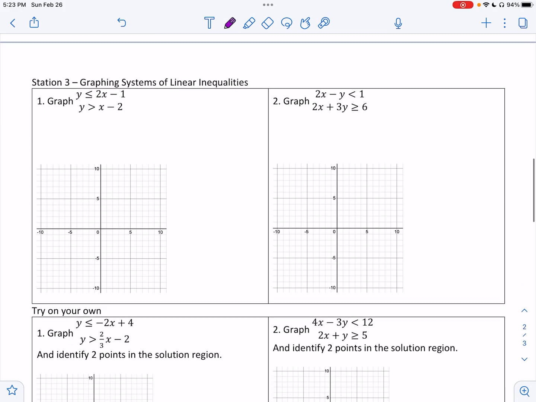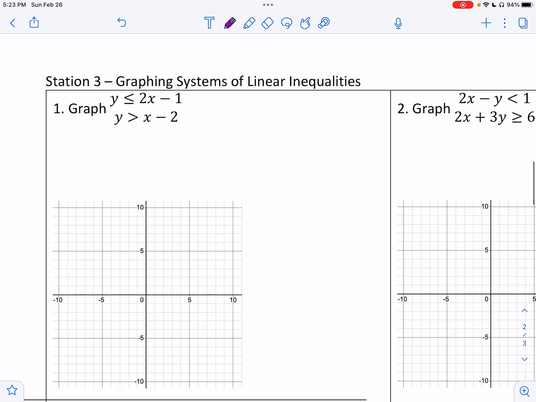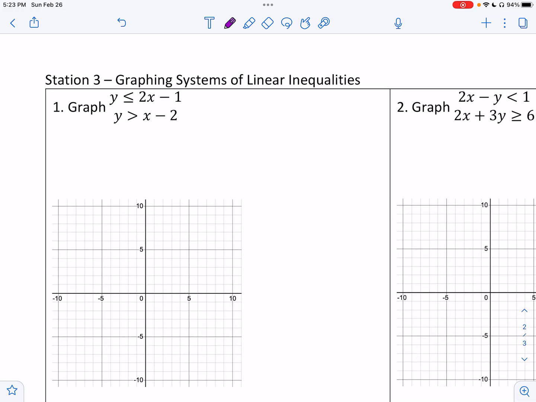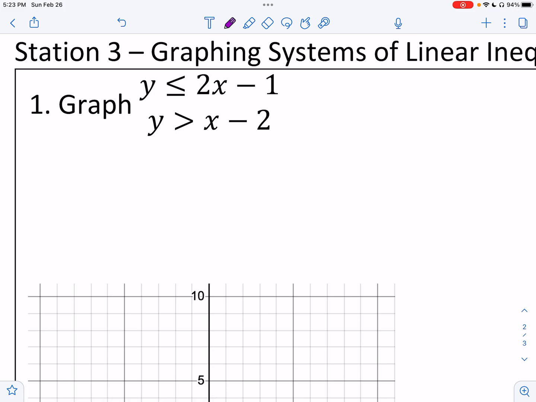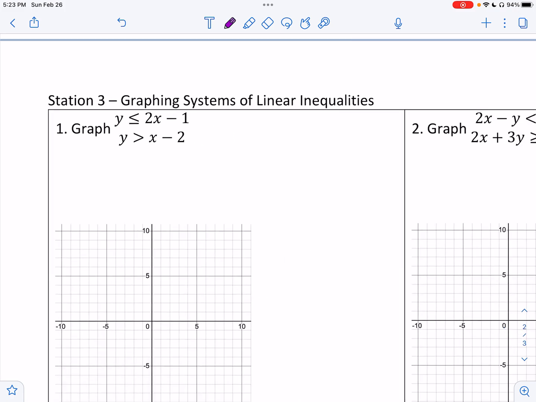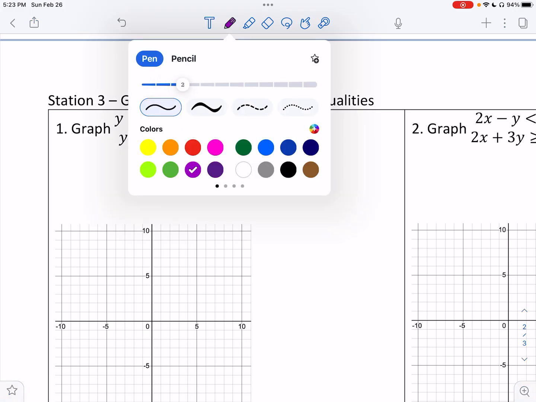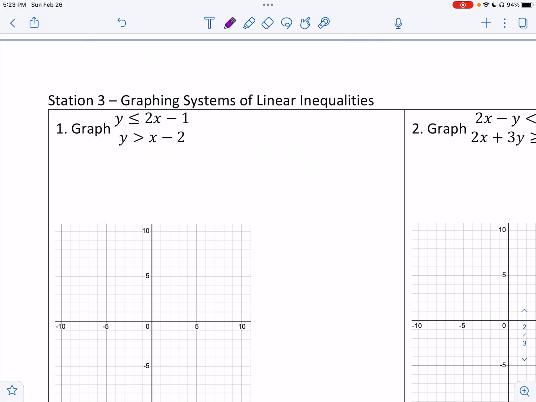All right, so on station 3, we're going to talk about graphing systems of linear inequalities. A linear inequality is written like a linear function, but we have solutions that are on one side of the boundary line. So the first thing we do here is graph our boundary lines. To graph the boundary line, I just pretend it's an equal sign. So I graph my boundary lines.